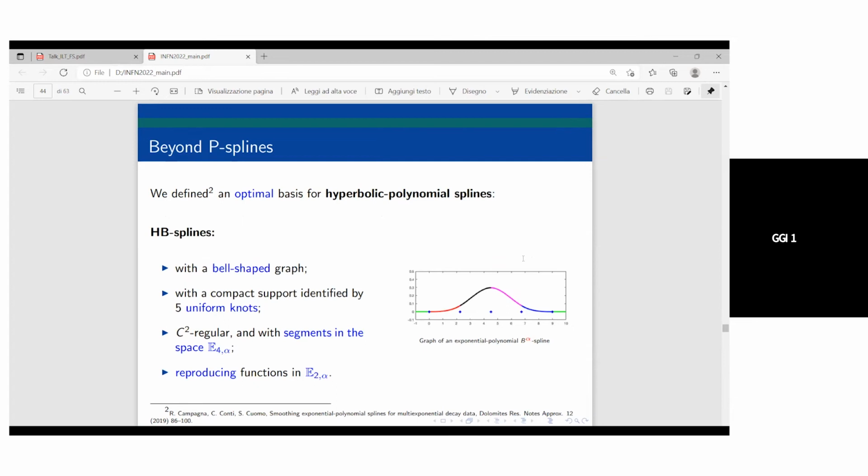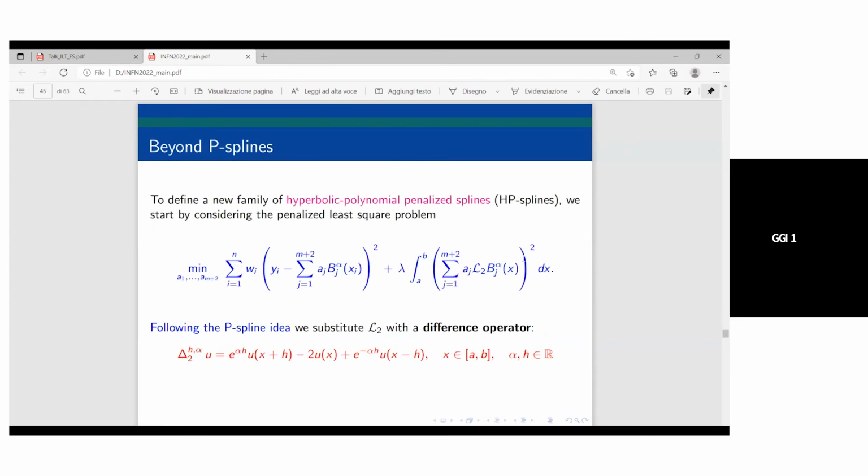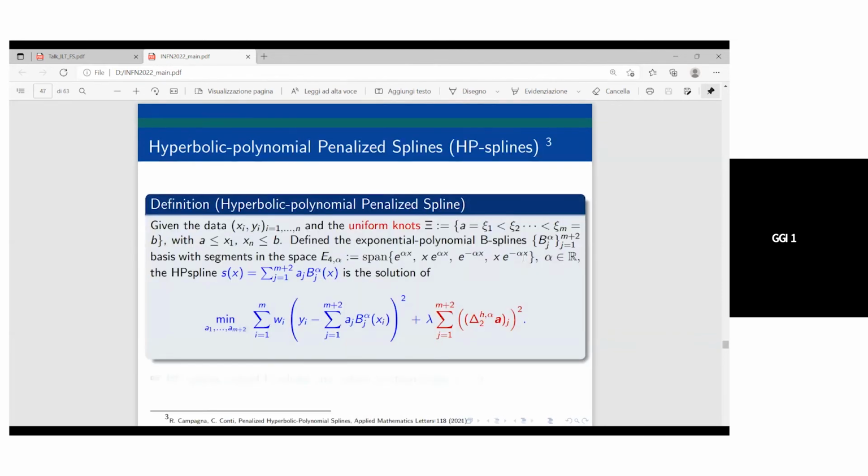Bell-shaped, compactly supported, regular, and reproducing certain spaces. And then we solved a penalized problem with this type of splines. And we worked on this minimum problem, but decided, as done by Eilers and Marx, to simplify the penalty term. And so working on these spline properties, but here there are some technicalities that I will skip, we end up with a minimum, with a structure which is very similar to the one I showed you before, but now both the basis and the penalty term will involve the frequency that we decide to use. So the alpha that identifies the spline space.